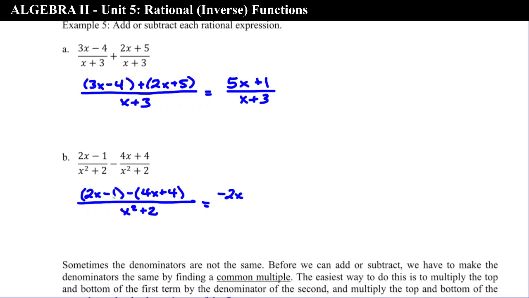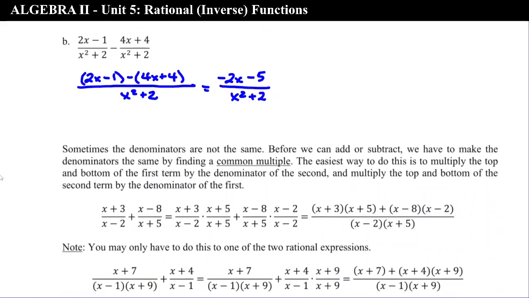And then we have negative 1 minus 4, which is minus 5. And then your x squared plus 2 remains in the bottom. All right, so that's fairly straightforward. That's fairly easy. It's nice when it's easy, but you know it's not always going to be that way.